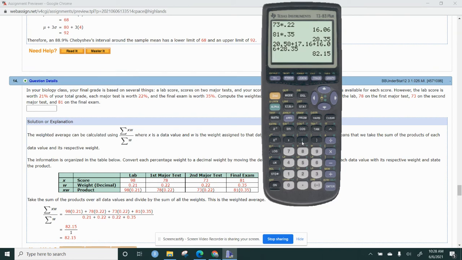And then I have to divide it, though. I'm going to take that answer down here, and I'm going to do divided by, or you could just type in 82.15. I've got to do all those weights. So 0.21, let me put it in parentheses, plus the others, and if you add these together, they equal 1. So any number divided by 1 gives you that number, plus 0.35. But I'm doing it just to show you. Sometimes it may not equal 1, so you've got to be careful.